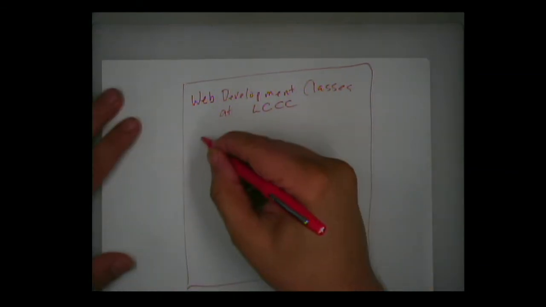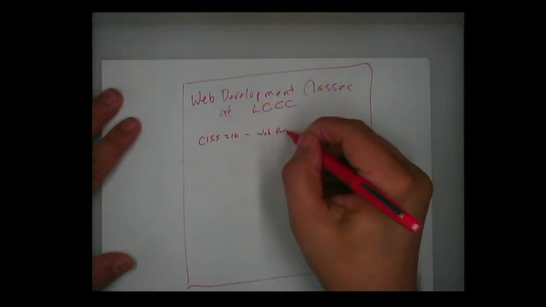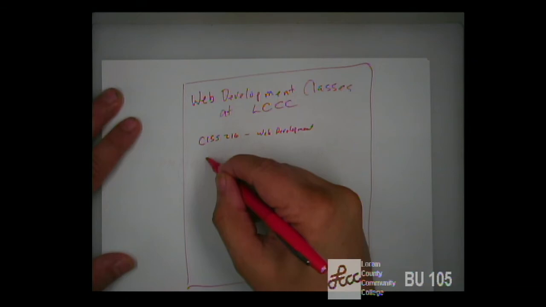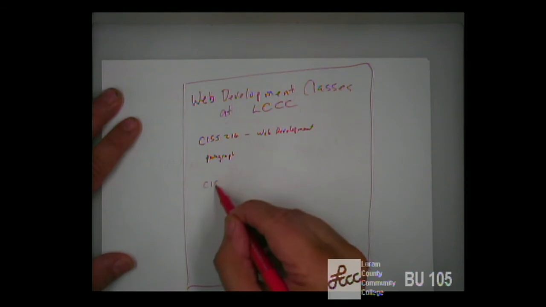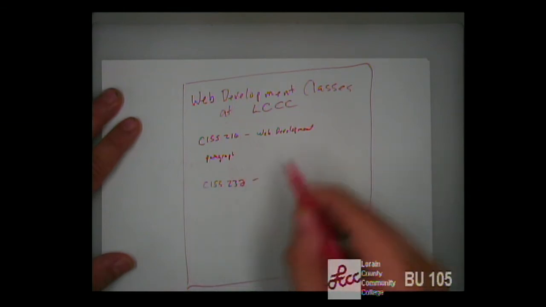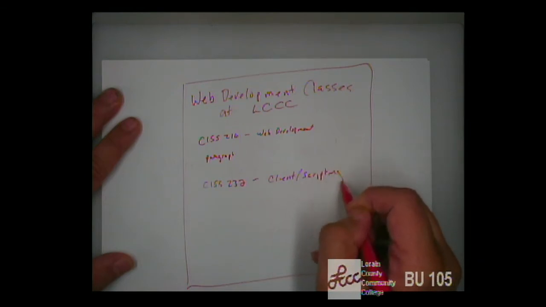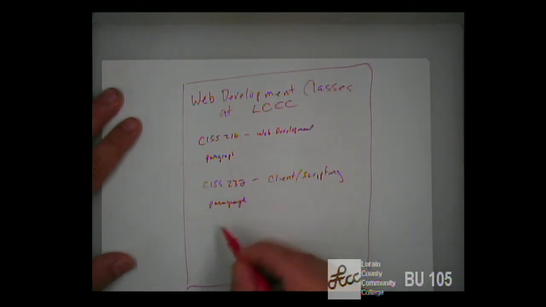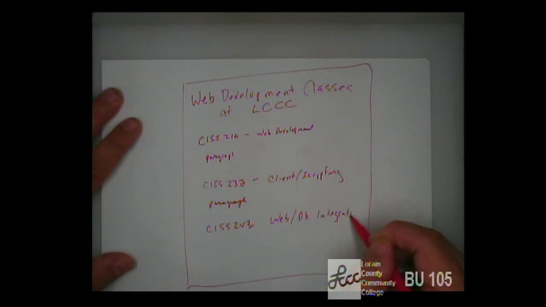I might have CISS 216, Web Development. Then I might have a paragraph about it. Then I might have the next class, CISS 232, also a headline. And then I might have a paragraph about that. Then I might have CISS 243 and a paragraph about that.